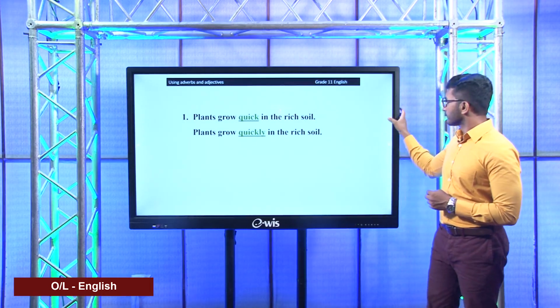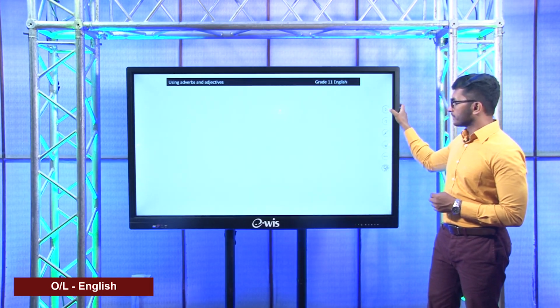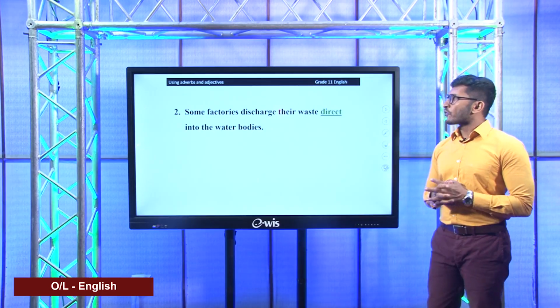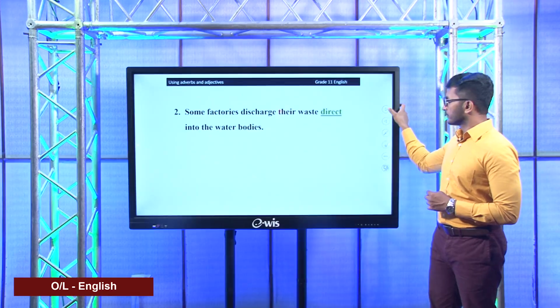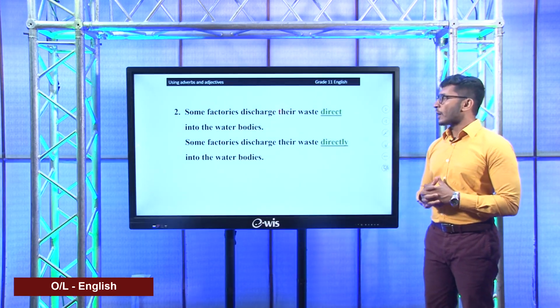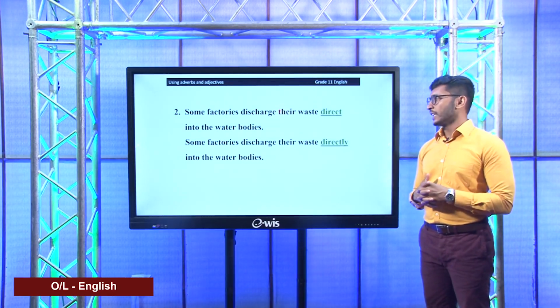Next one. Some factories discharge their waste direct into the water bodies. You know the meaning of the word discharge here is dispose. So how do the factories dispose their waste? They dispose their waste directly into the water bodies. We cannot use the word direct here. It's an adjective. It should be in the adverb form. So the correct answer is, some factories discharge their waste directly into the water bodies.